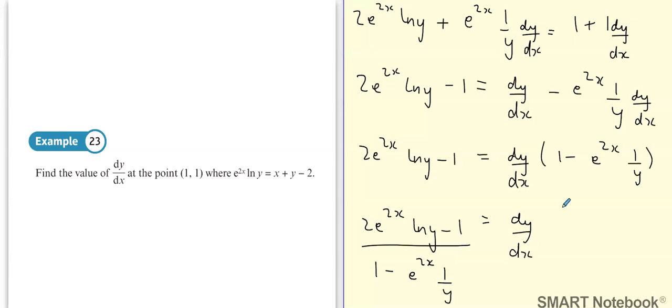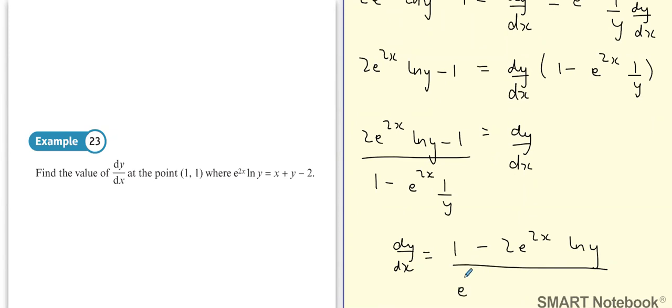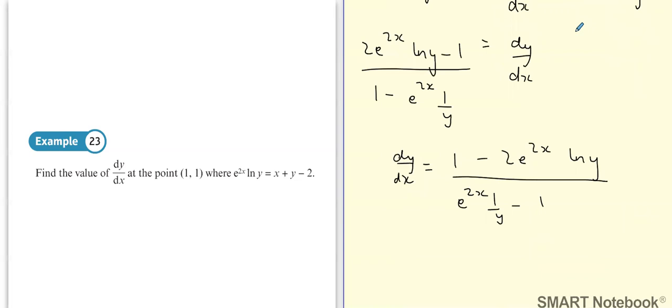Now you could have decided to collect dy by dx on the right-hand side. All that's going to do is you multiply everything by minus 1 and you get the same answer. So you could equally have had dy by dx equals 1 minus 2e to the 2x ln y over e to the 2x 1 over y take away 1. So both answers are absolutely correct.